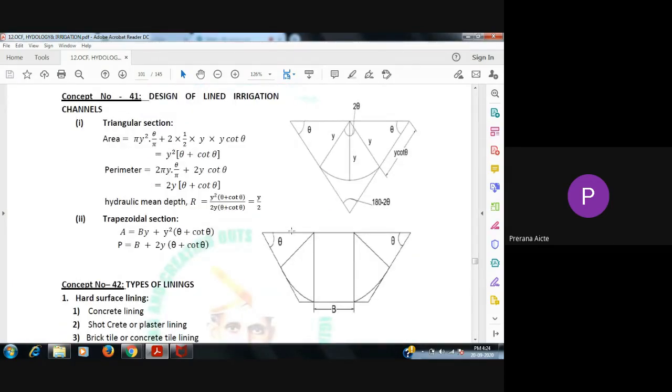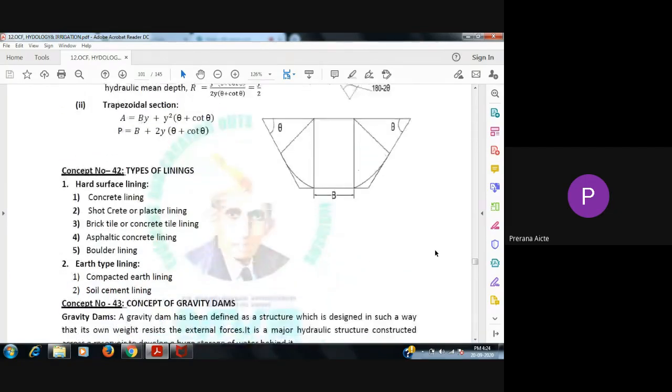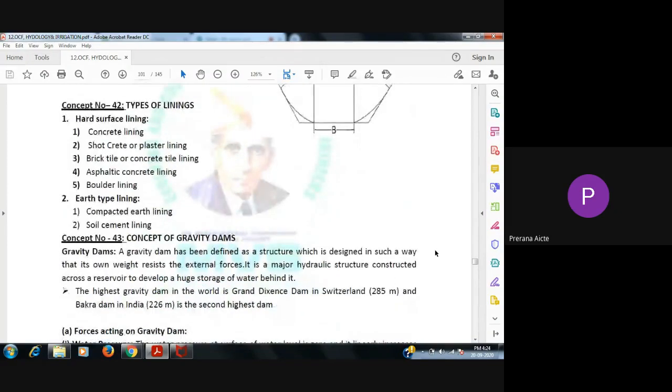For design of lined irrigation channels, it may not be in the syllabus also. Then types of lining. So what are the types of lining? I already told you what is meant by lining: lining of a canal means the sides and bed are protected with some impervious material. It's called lining of canal.